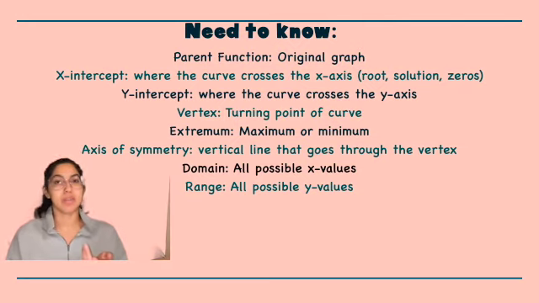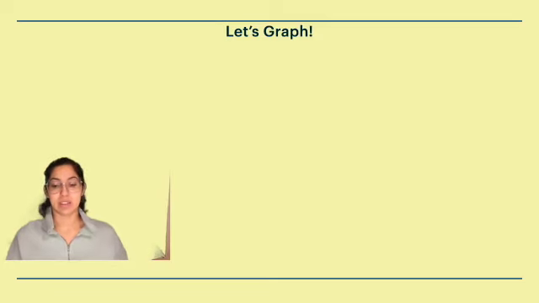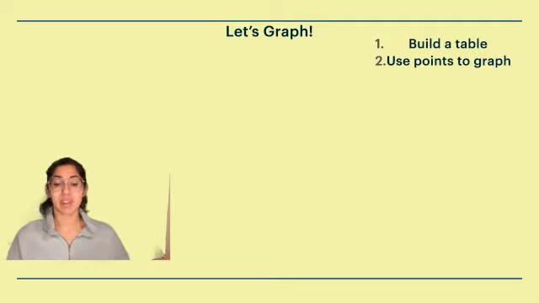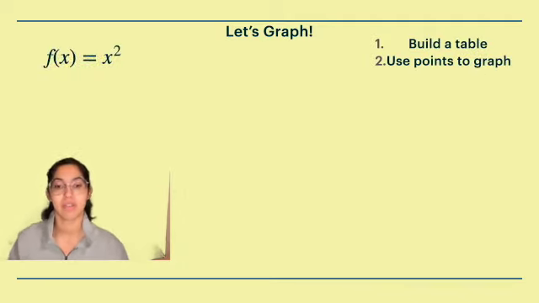So most of the stuff you kind of already know from working with linear functions and exponential functions. Exponential functions have asymptotes, linear functions have slope, and quadratic functions have all of this. Quadratic functions are parabolas. So let's go ahead and graph. How do we graph? We build a table and then we use the points to graph.